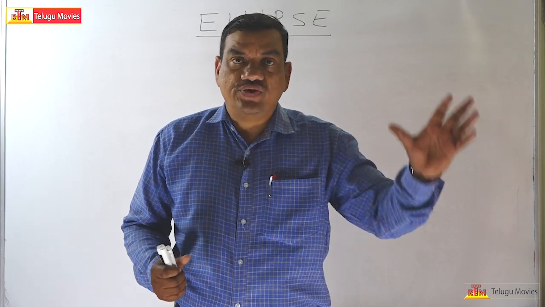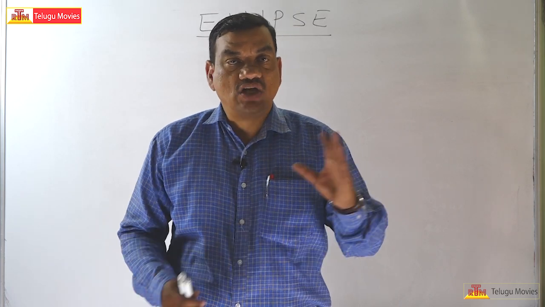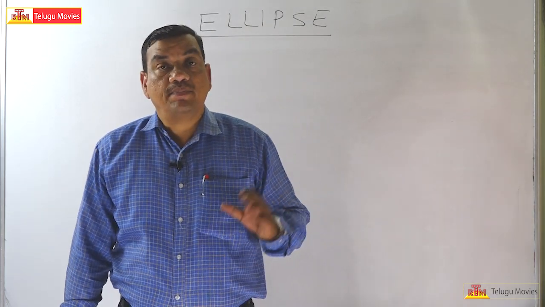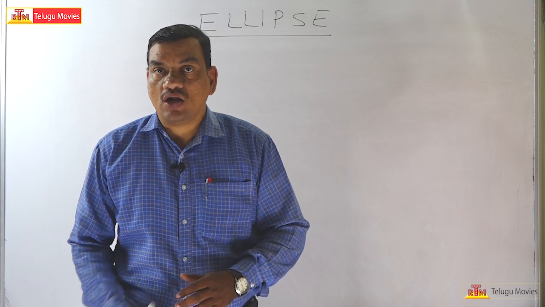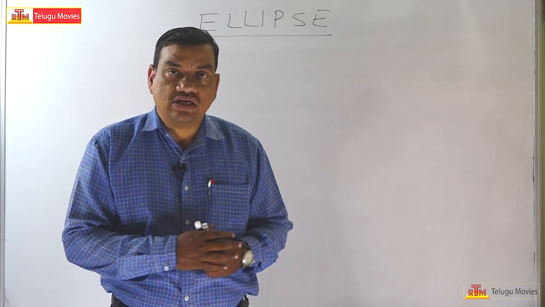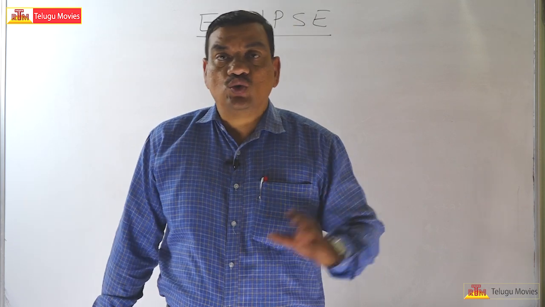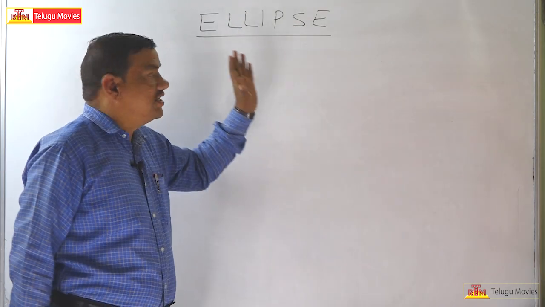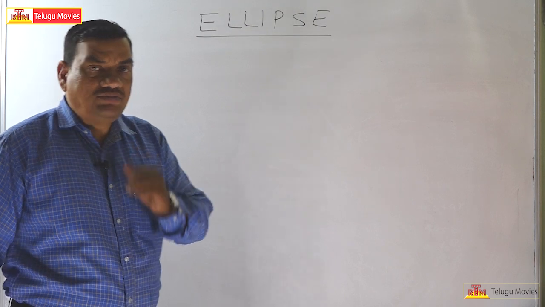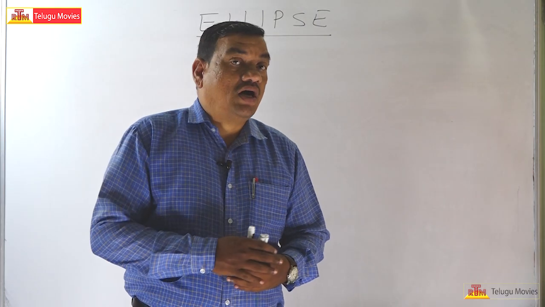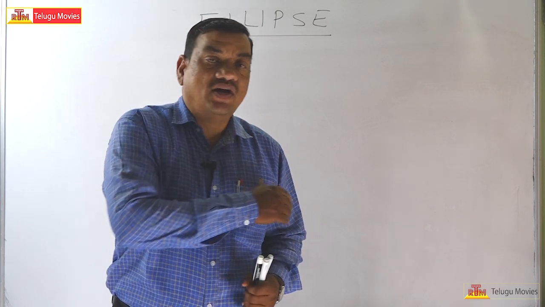In the last few classes, I have been teaching about circles, straight lines and pairs of straight lines, and parabola is also completed. I have discussed a few problems on parabola. Now I am switching to a new chapter, that is ellipse. Ellipse is also a very important chapter, and you will get one problem from the chapter ellipse.